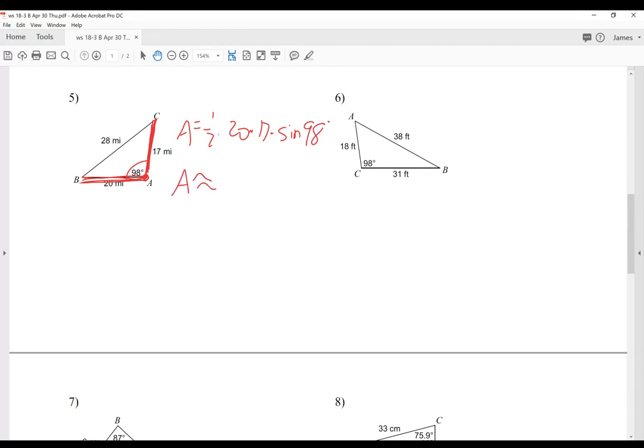Which turns out to be 168.34. So 168.34, so it stays as 168.3.